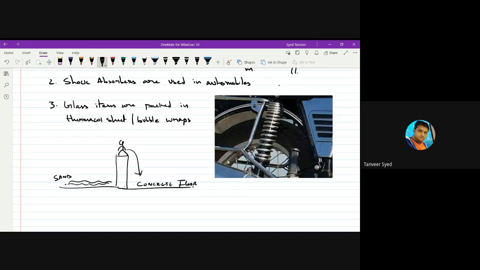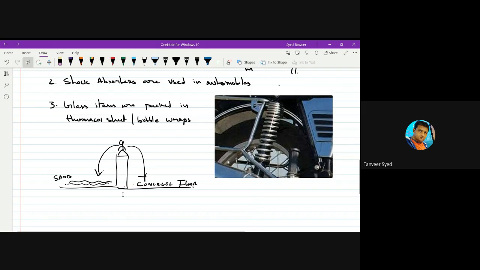If you jump on this concrete floor, your feet will feel pain. But if you jump on this sand floor, you will not feel so much pain, relatively. The reason is, when you jump onto this concrete floor, you will come to rest immediately, quickly. But when you jump onto sand, the sand will get compressed a bit. So the time in which you come to rest will be increased. As a result, the force acting on your feet will be decreased.